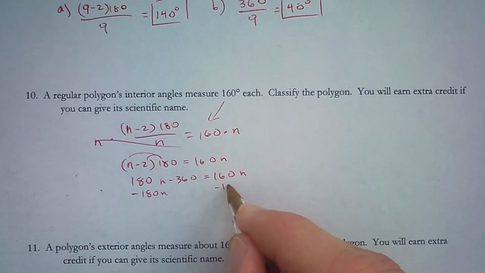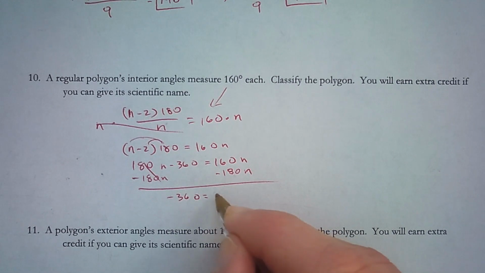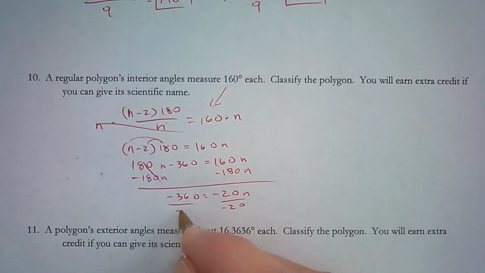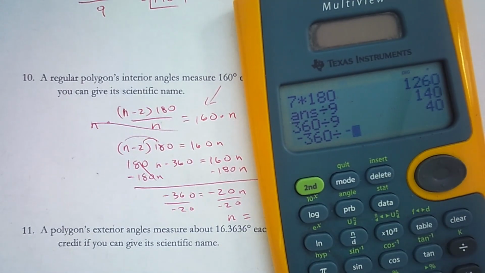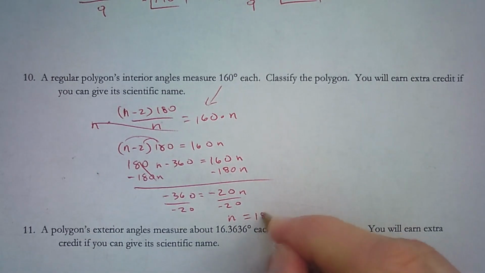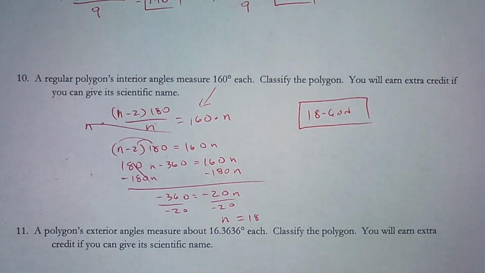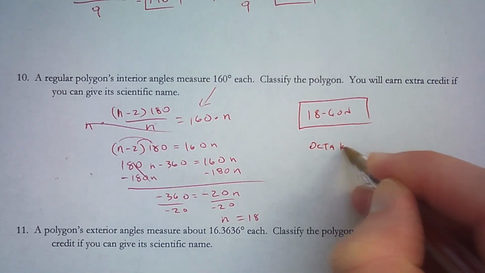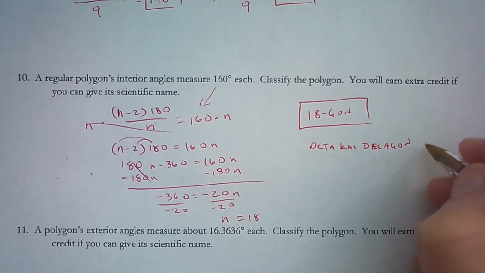I can subtract 180n from both sides and get negative 360 equals negative 20n. And if I divide by negative 20, I get n equals negative 360 divided by negative 20 is 18. So classify the polygon. This is an 18gon. Okay, now if you're taking this quiz in my classroom, you're going to get extra credit if you give it the actual scientific name. This is an octadecagon. Octa, 8, and decagon, 10.